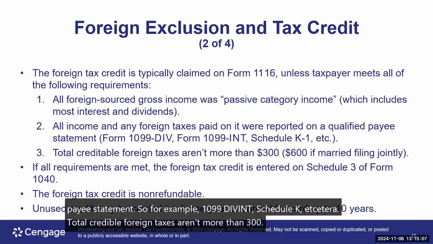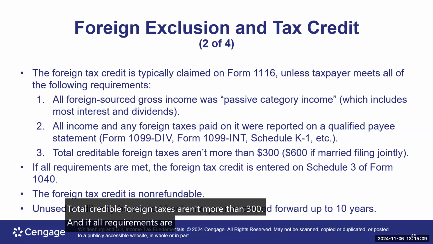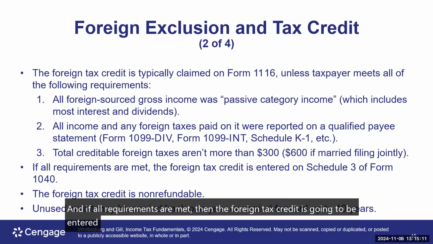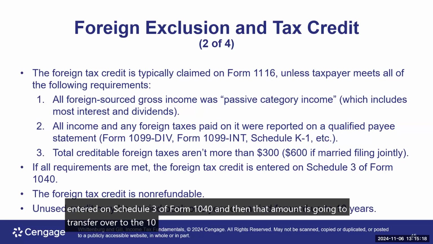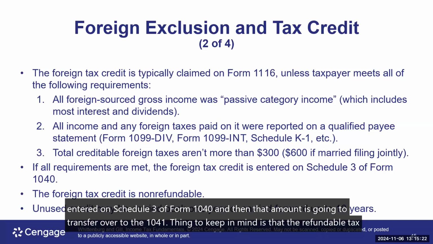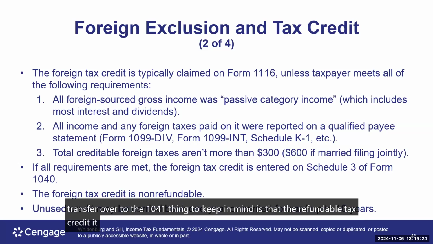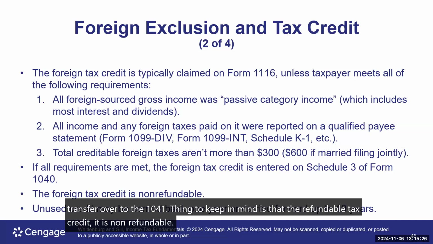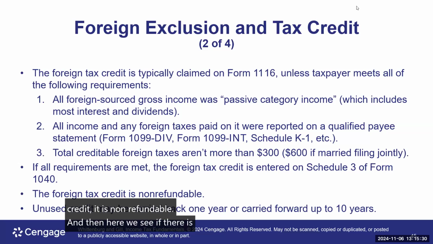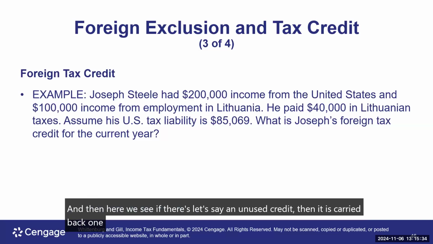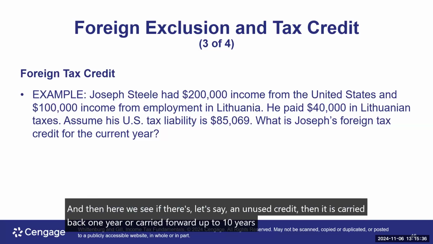And if all requirements are met, then the foreign tax credit is going to be entered on Schedule 3 of Form 1040, and then that amount is going to transfer over to the 1040. One thing to keep in mind is that the foreign tax credit is non-refundable. And then here we see if there's, let's say, an unused credit, then it is carried back 1 year or carried forward up to 10 years, so you don't necessarily lose it.